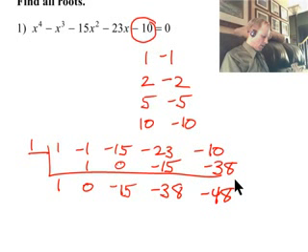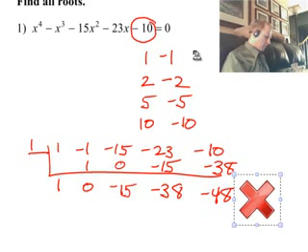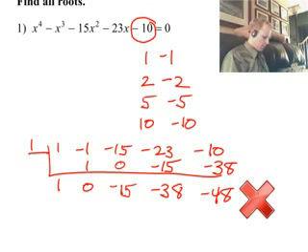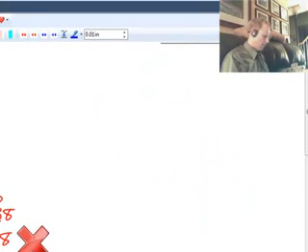Alright, it looks like I did not get a remainder of 0. I got a remainder of negative 48. So that means 1 is not a root, and I can move on and try negative 1. So let's try negative 1.